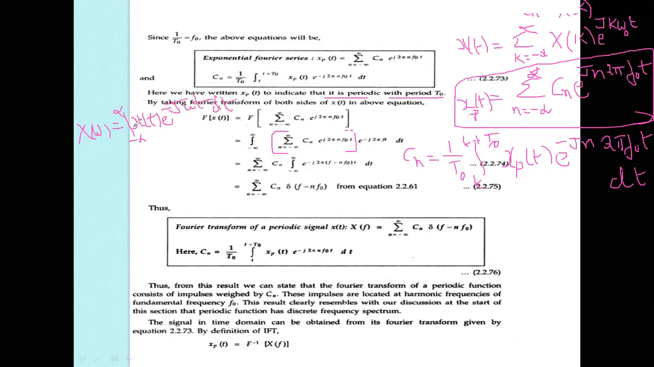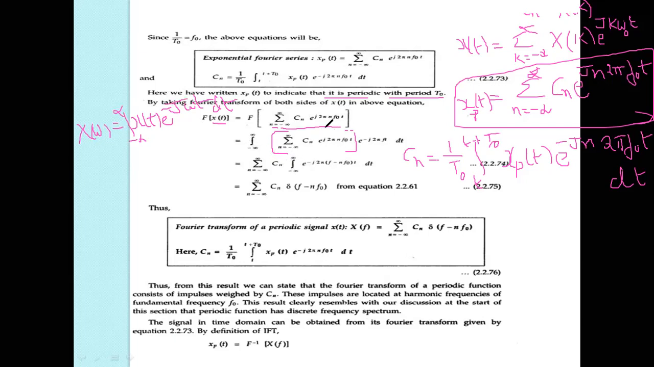What is x of t? I'm assuming the total function. x of t is equal to the sum of n from minus infinity to infinity of Cn e power j 2 pi n f naught t. Substitute here. Take the sum over n from minus infinity to infinity of Cn, times the integral from minus infinity to infinity.